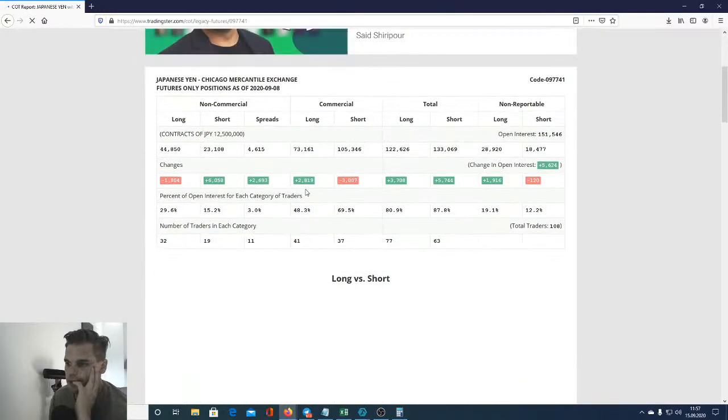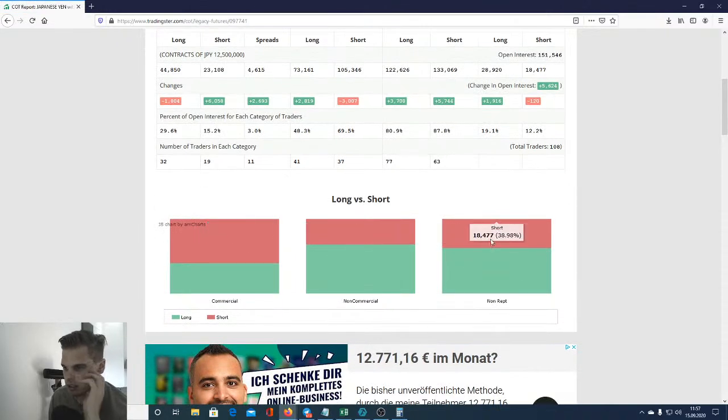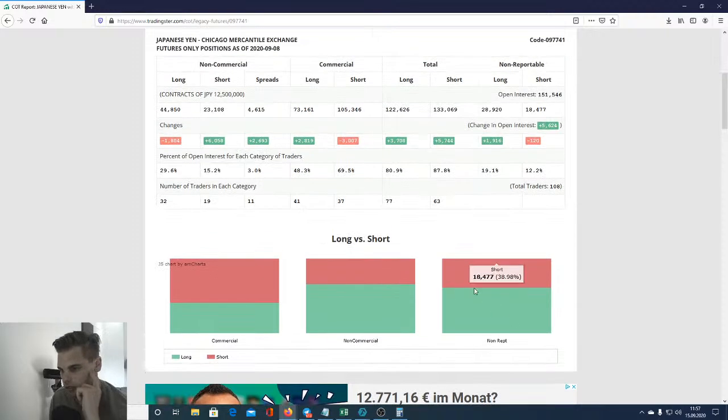Japanese yen, change of open interest generally. Yeah, look, lots of retailers are long. We see the commercials are short here. This is a nice divergence. I see non-commercials are kind of in the middle, also more long. That's what I like to see.